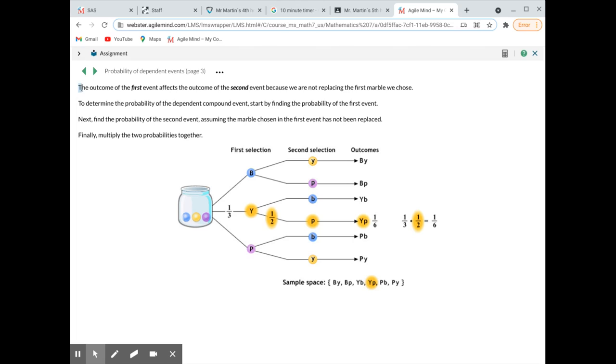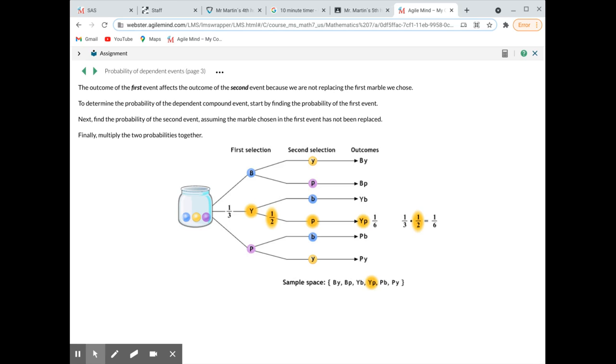The outcome of the first event affects the outcome of the second event because we are not replacing the first marble we choose. To determine the probability of the dependent compound event, start by finding the probability of the first event. Next, find the probability of the second event, assuming the marble chosen in the first event has not been replaced. Finally, multiply the two probabilities together.